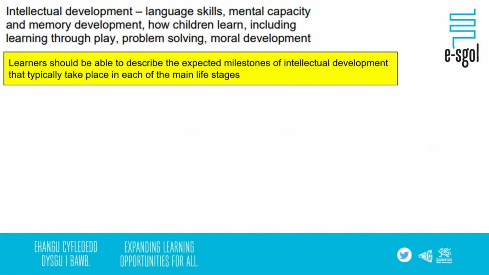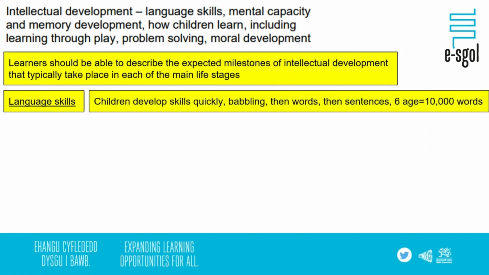Okay, so the intellectual development obviously entails how we can speak in terms of language skills, how much capacity we have in our brain, can we remember information, how do we learn, can we solve problems, and also perhaps our moral development. Okay, so bear in mind now this is covering all of the life stages, not just a 2-year-old. Okay, we're just going to have a look at a couple of different milestones that you would obviously need to remember yourself.